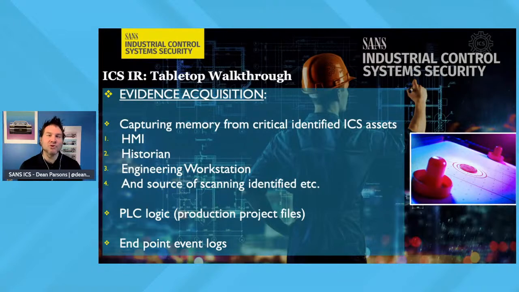Of course, when you do your evidence acquisition, you're going to be capturing memory from those critical identified ICS assets that have been previously identified. The human-machine interface, the data historian, the engineering workstation is a critical asset here because we are seeing unusual attack traffic from the engineering workstation to the PLCs in the field. So that is a source already identified for us to capture memory from.